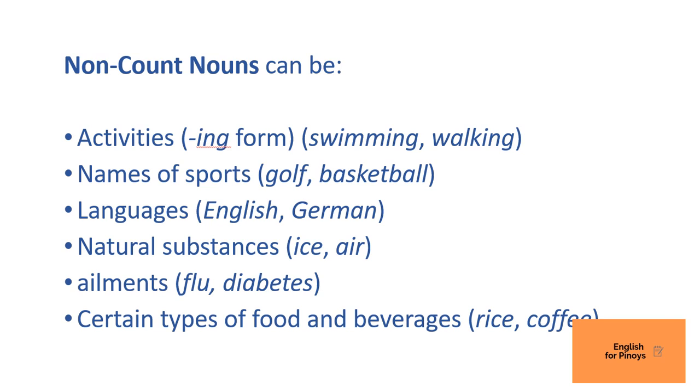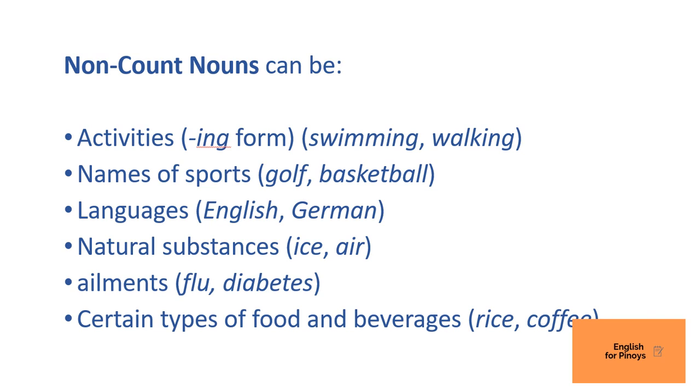Languages, okay? So English remains English, German remains German, unless of course you're talking about the citizens of that country. You can say Germans, right? You can say Chinese, right? You can say Americans, okay? But the language remains English, German, Japanese. Natural substances are also non-count nouns, like ice.